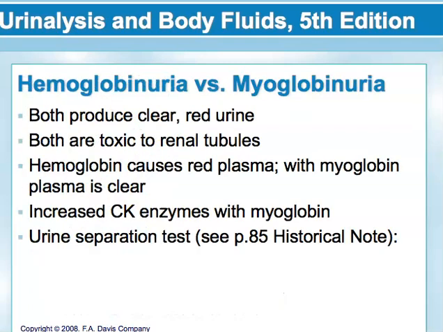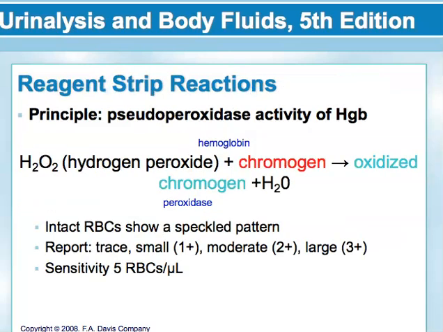So a little bit of information on hemoglobinuria versus myoglobinuria. Both are going to produce clear red urine. Both are toxic to the renal tubules. Hemoglobin causes red plasma. Myoglobin will have a clear plasma. Increased CK enzymes will also accompany myoglobinuria since it's related to the muscle.